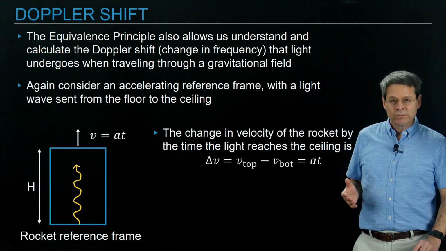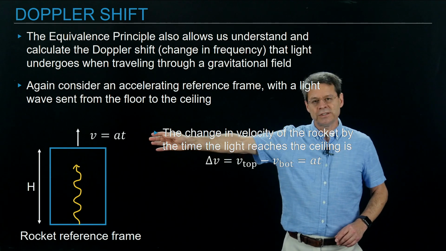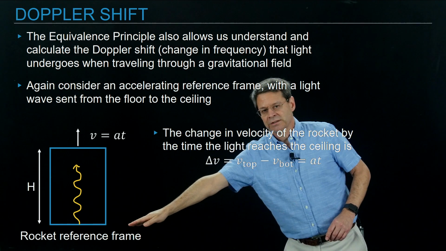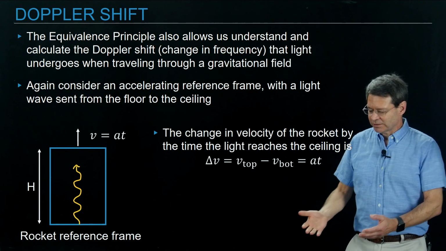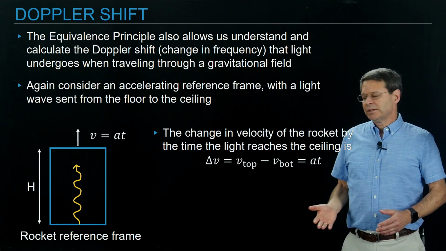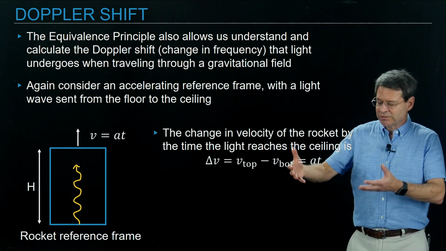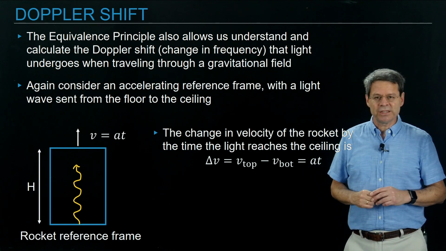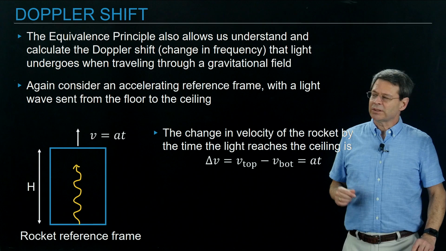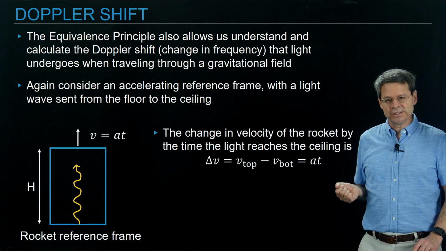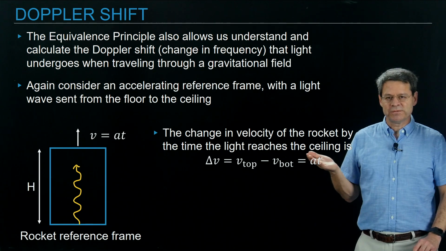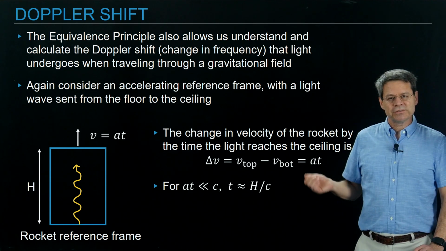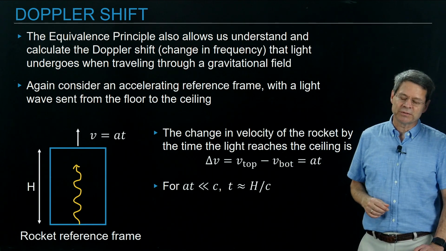That's how much the velocity will have changed. That's delta v. But you can think of it, therefore, that that's the velocity of the ceiling when the light gets there relative to the velocity of the floor when the light was first launched. The light was launched upward. The rocket frame was accelerating, so it's increasing its velocity. And by the time the light reaches the top, the ceiling's moving a bit faster by a times t. So the light is detected by a detector at the ceiling that is moving at some velocity v relative to the floor, effectively.